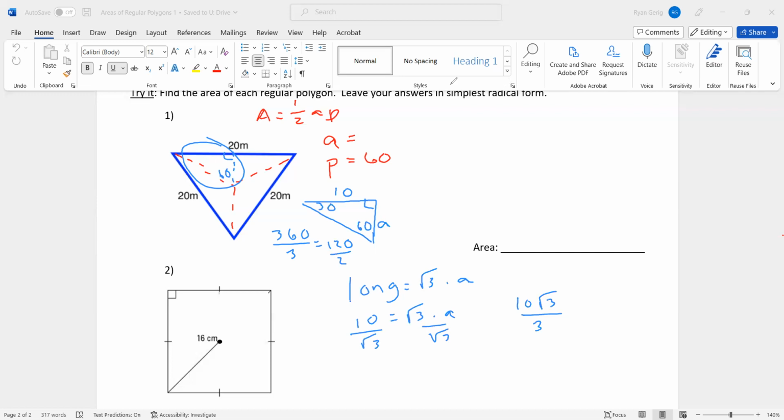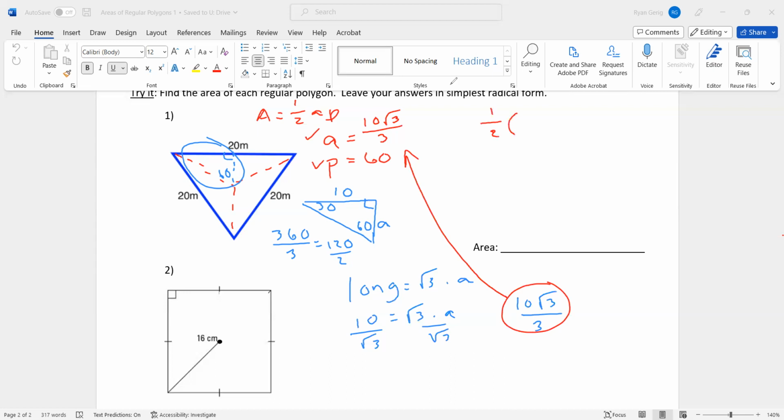Now, if you're not keeping track of what you need and where you're at, you can get very lost on these problems. As soon as I found the apothem, I wrote it in here. And I see that I've got both pieces now. Once you have both pieces, you can move to the formula and finish up the problem.